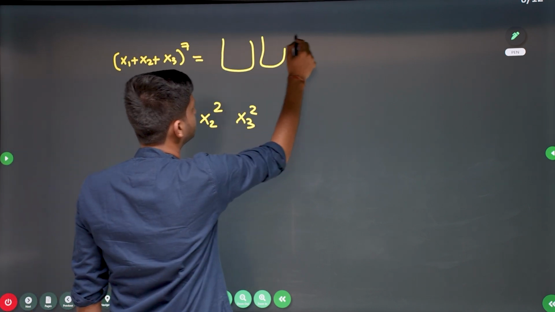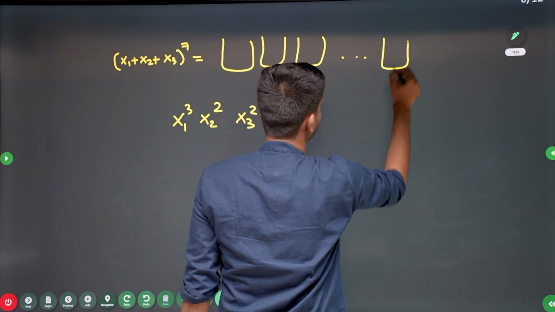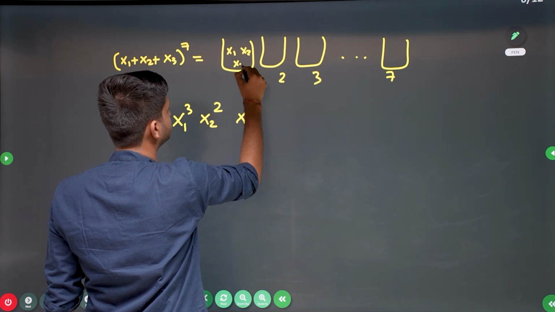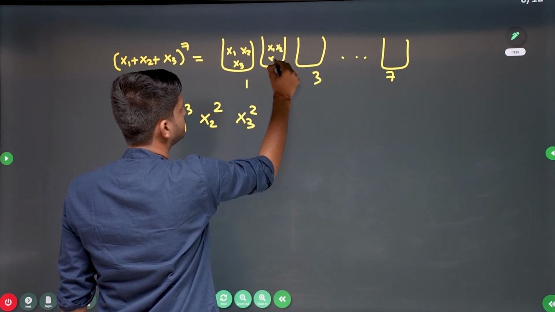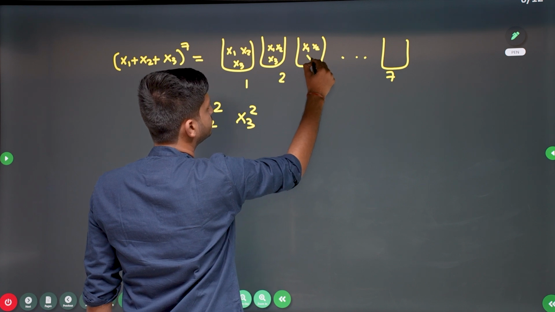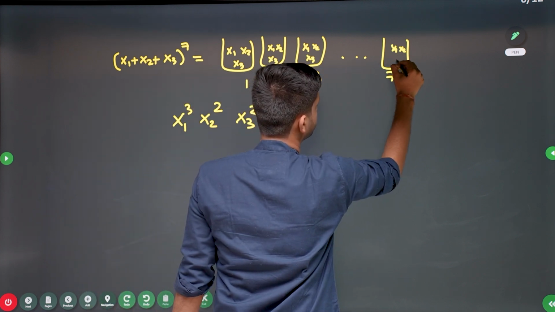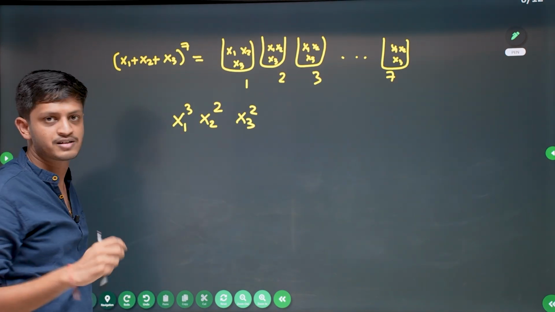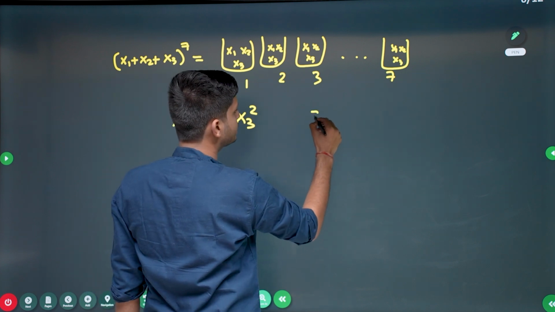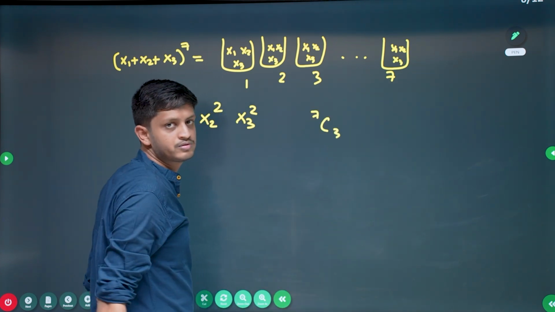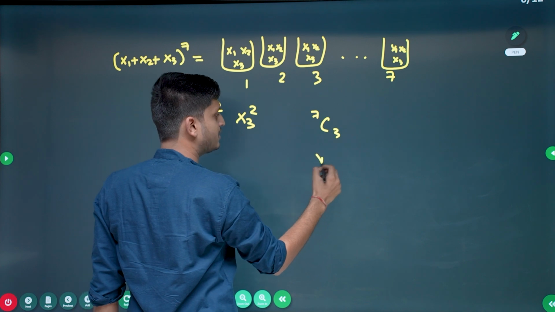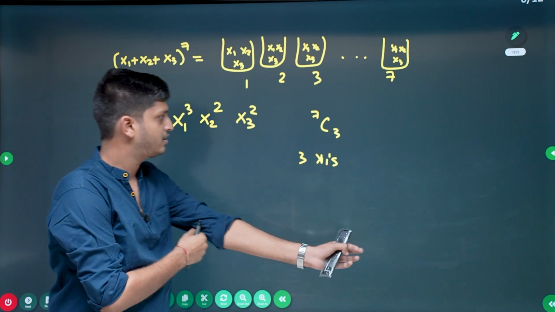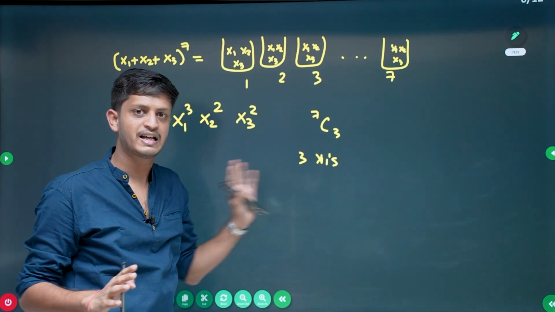Basically, I have 7 containers. Each one of them has one x1, x2 and x3. In how many ways can I pick 3 x1s, 2 x2s and 2 x3s? How will I do that? I am using the rule of product. First task: pick any 3 x1s. Out of these 7 containers, pick any 3 containers, and I will take x1 from them.